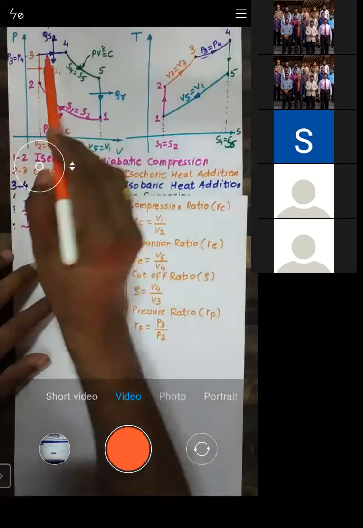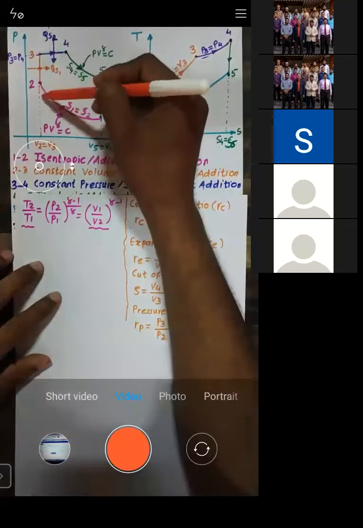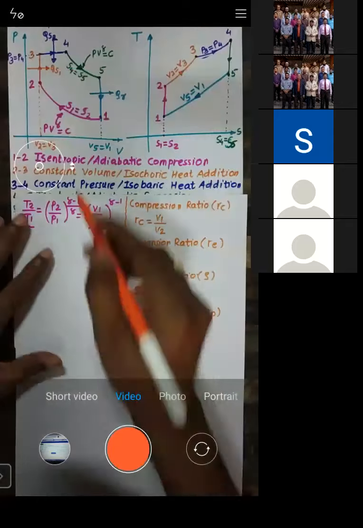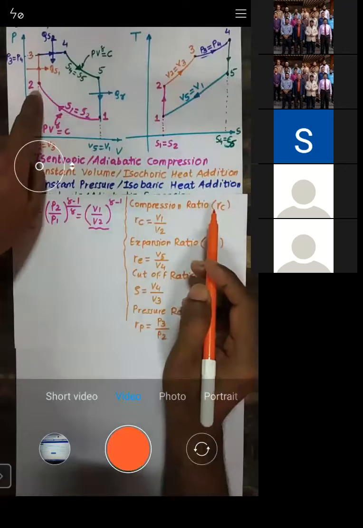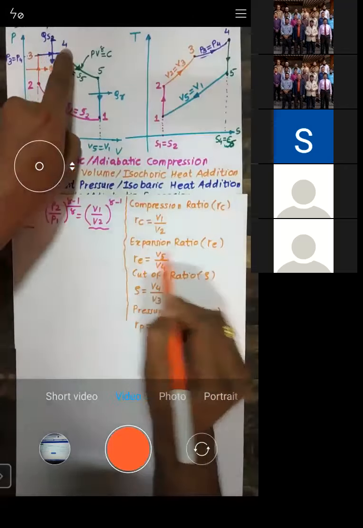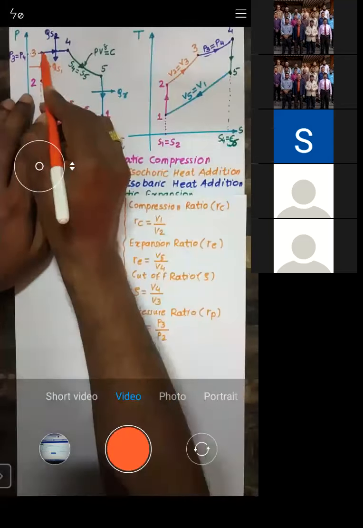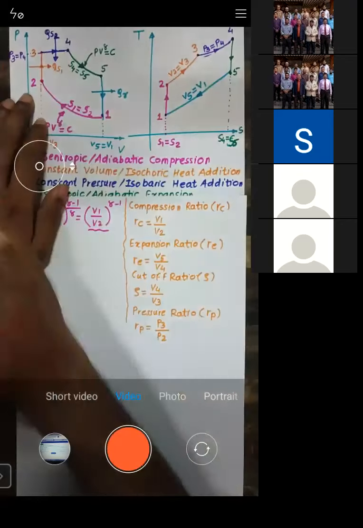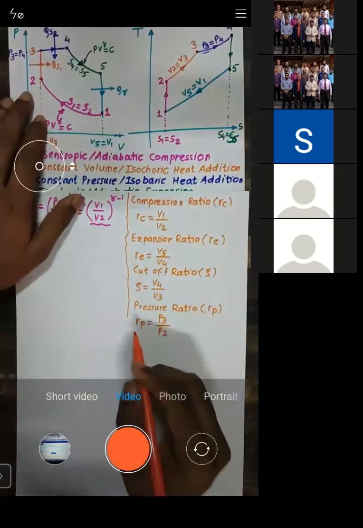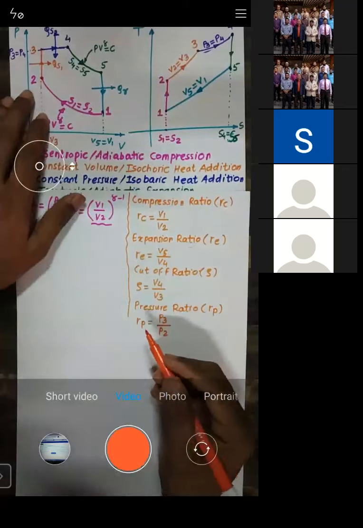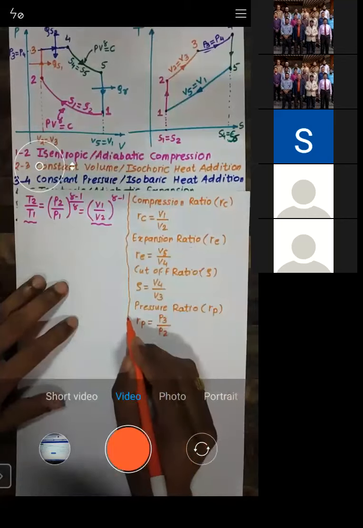So cutoff ratio is for the constant pressure process. Pressure ratio is for the constant volume process. Compression ratio is for the compression process. Expansion ratio is for the expansion process, right? Cutoff ratio is for constant pressure process, pressure ratio is for constant volume process. Is that okay, all of you? Let me know.